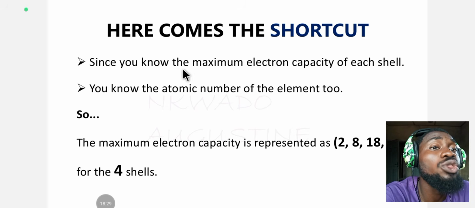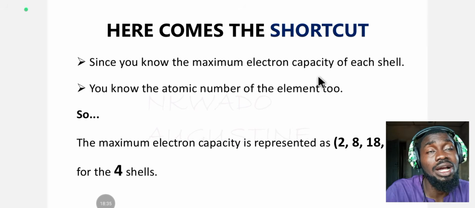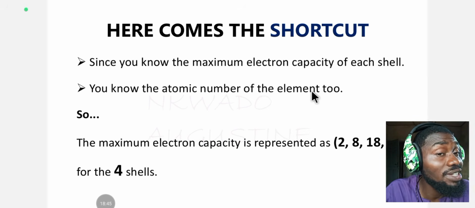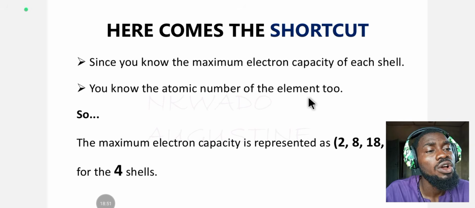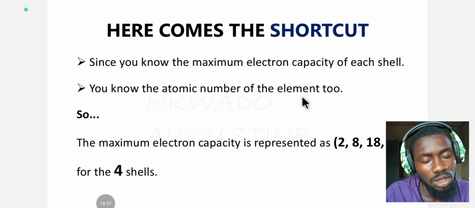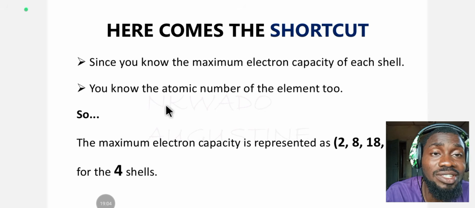Since you now know the maximum electron capacity of each of the shells, you know them by heart. You know the atomic number of the elements too. The maximum electron capacity of each shell, for the 4 shells, is: the first shell is 2, the second shell is 8, the third shell 18, the fourth shell 32. Those are the maximum electron capacities of each shell. So you know that, and you have figured out the atomic number of the elements too.